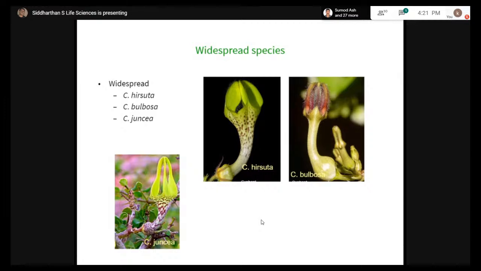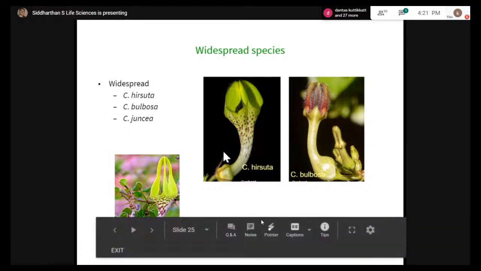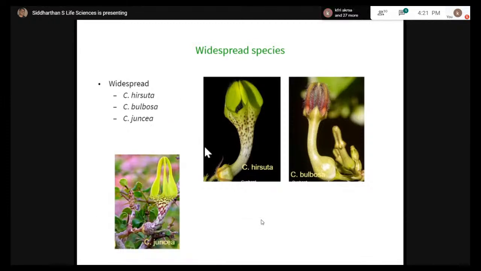So I'll just show a few images of this model system. As I mentioned, there are about 50 species in India, and peninsular India would have at least 40 species. The rest of the 10 are in the Himalayan foothills, and still more species are yet to be discovered. These are the widespread species. Throughout peninsular India, you find them. There's no restriction to any particular state or forest type.